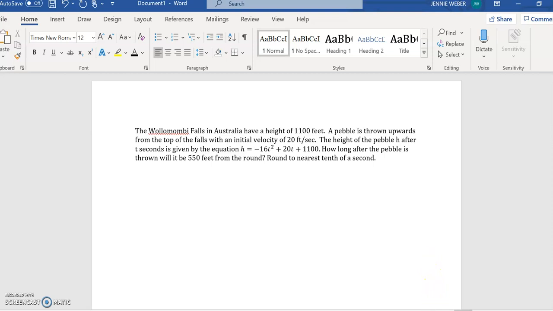Okay, we have some falls in Australia, and we're told they have the height of 1,100 feet. A pebble is thrown upward from the top of the falls with an initial velocity of 20 feet per second. The height of the pebble h after t seconds is given by this equation: h equals negative 16t squared plus 20t plus 1,100. How long after the pebble is thrown will it be 550 feet from the ground?